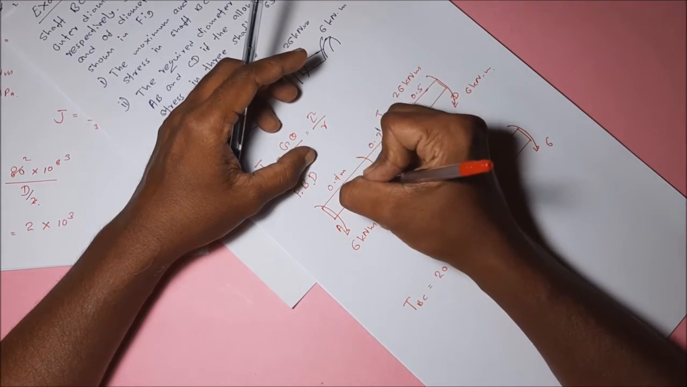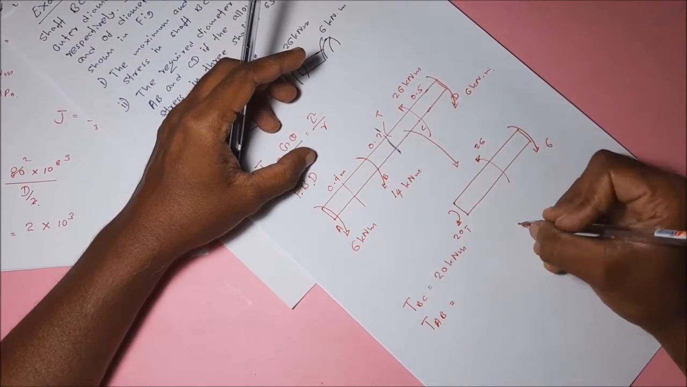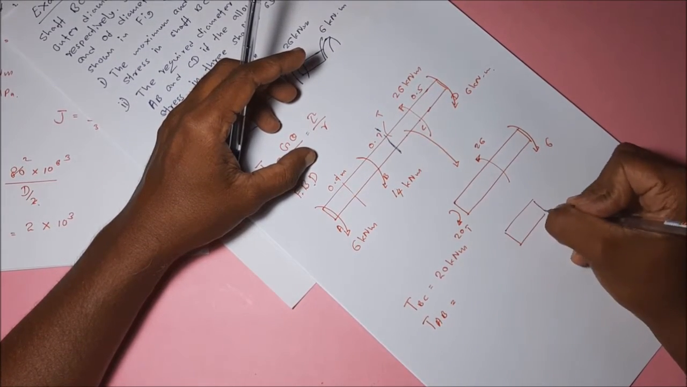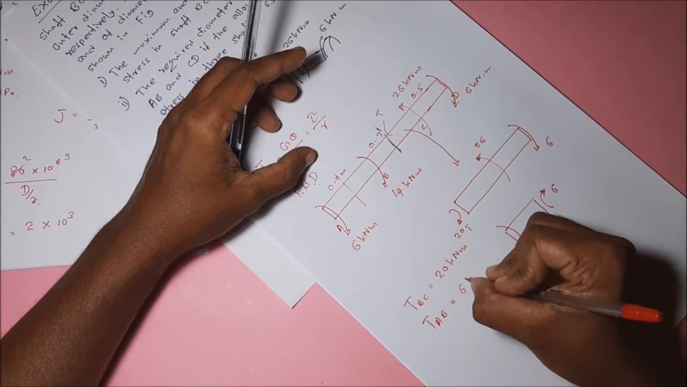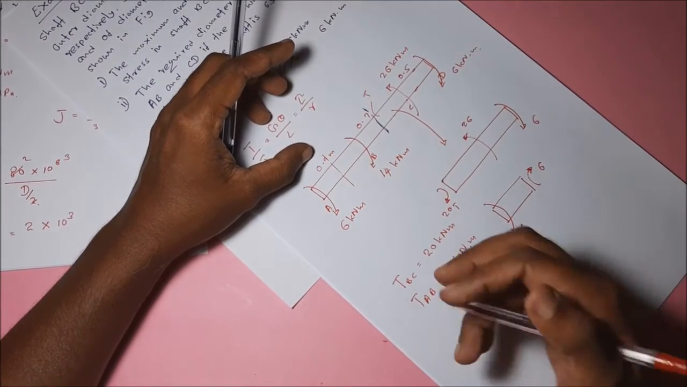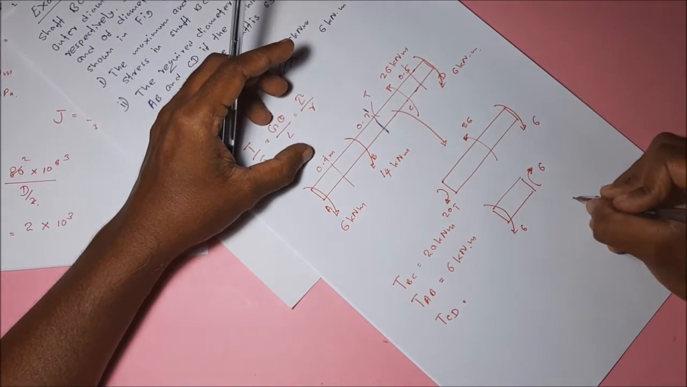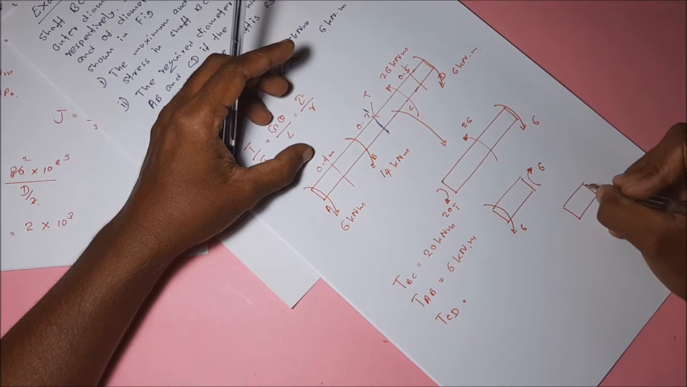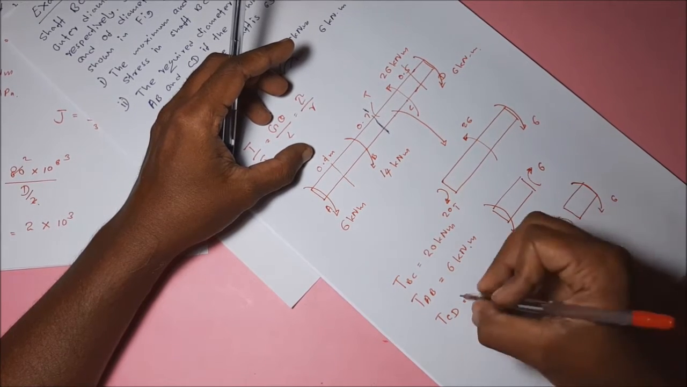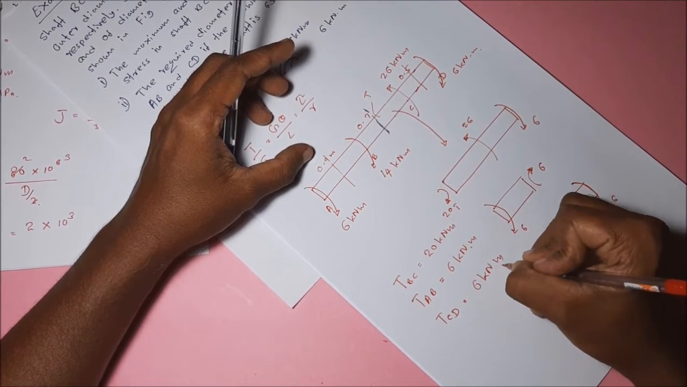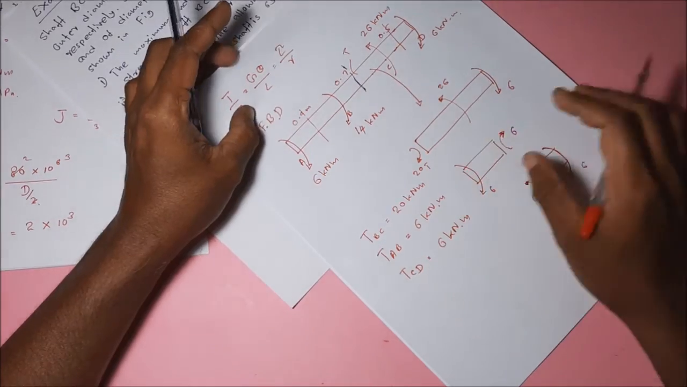At the same time, what is the torque developed in AB? T AB: if we draw the free body diagram for this left hand side part, here it is 6. In this direction there should be a 6. So what is T CD? If we section somewhere in this kind of position, in the other direction there should be a 6 kilonewton meter torque. These are the torques applied on the AB, CD and BC shafts.